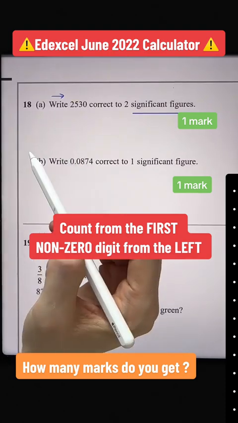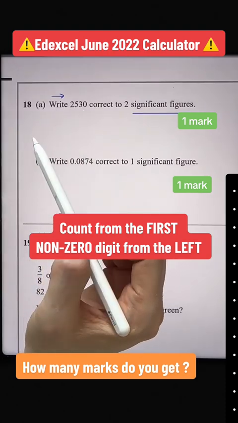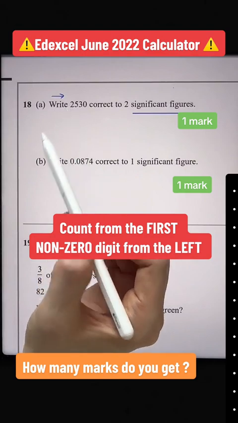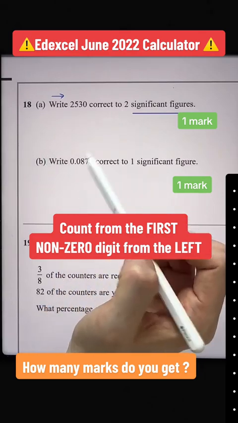When dealing with significant figures, we always start from the left and we count from our first non-zero digit from the left. In this case, our first non-zero digit from the left is number 2. Once you start counting, you don't stop. So that's my first significant figure. That would be my second significant figure. As I'm rounding to 2 significant figures, I now stop.